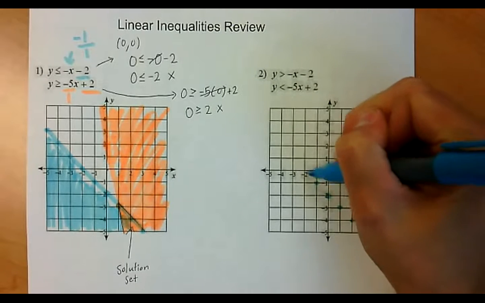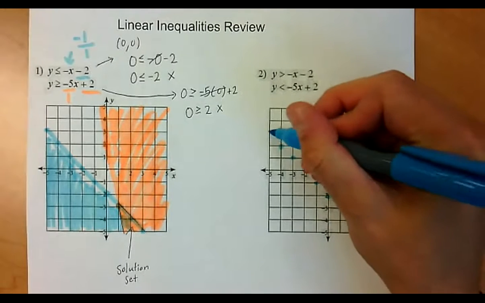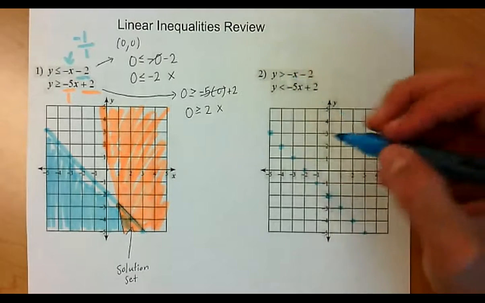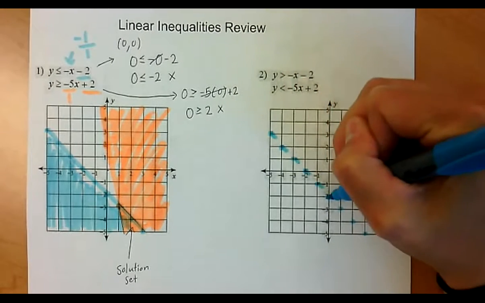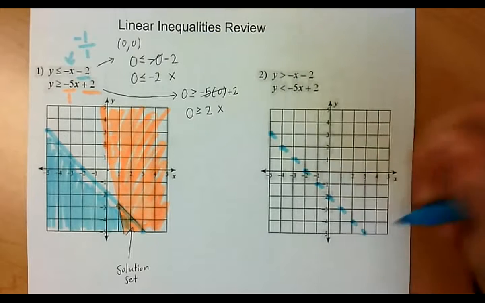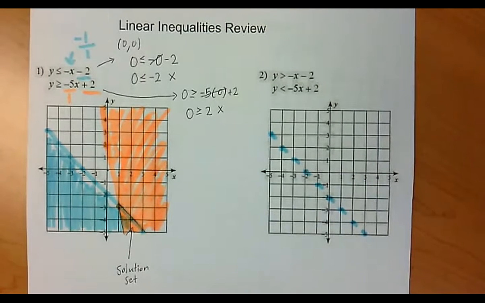And in this case, you should be saying in your head, there's no equal to sign. This is just greater than. That means this needs to be a dotted or dashed line. And the reason we make that a dotted or dashed line is to indicate that none of the points on the line are solutions.